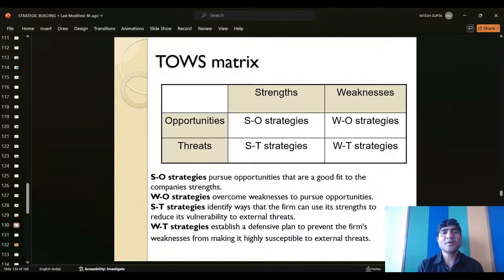Now, when you talk about TOWS matrix, what is the TOWS matrix? It is like strengths and weaknesses, opportunities and threats. So SO is your strategies, ST is your strategies, WO is your strategies, and WT is your strategies. Now let us see. SO strategy pursues opportunities that are a good fit to the competitive strengths. WO overcomes weaknesses to pursue opportunities. ST strategy identifies ways that the firm can use its strengths, and WT strategy establishes a defensive plan.